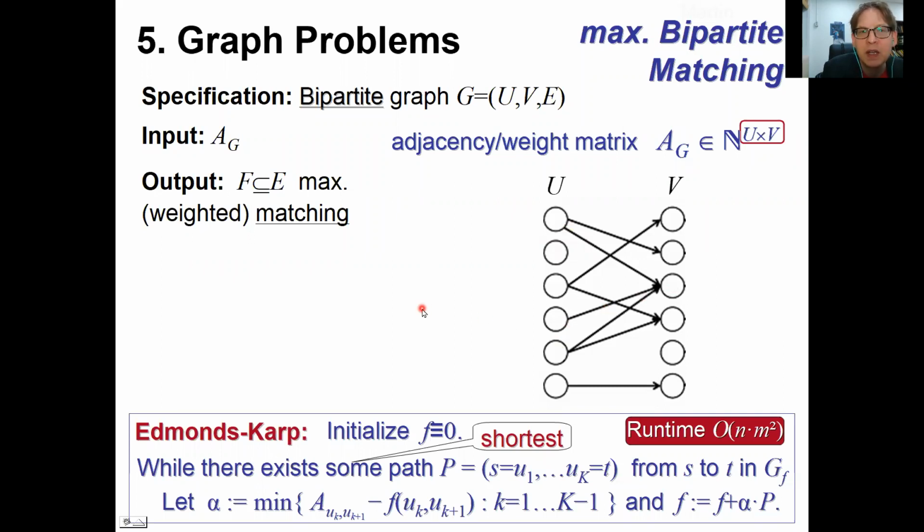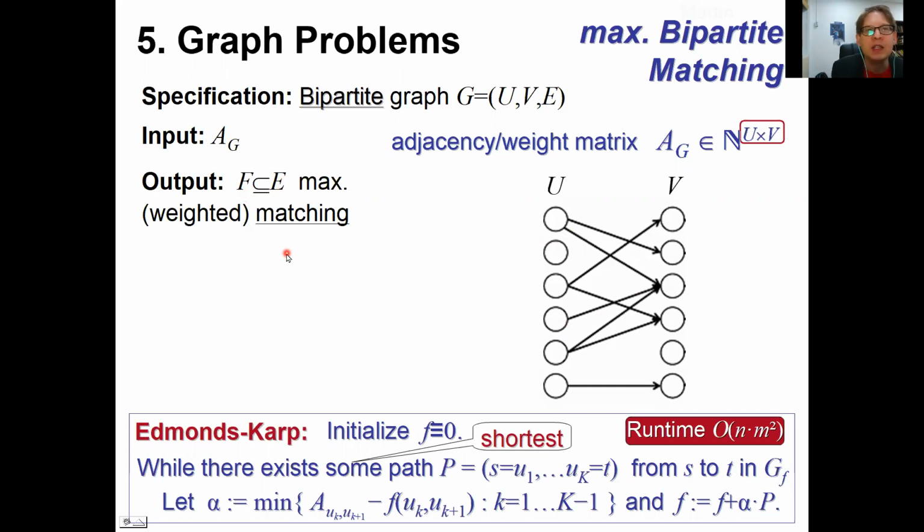So let me say that again, the matching is a subset of the edges which do not share any start nor any destination vertex. That's a matching. And the maximum matching is the largest subset of the edges. So the original edge set is E, and here we're looking for a subset of the edges.